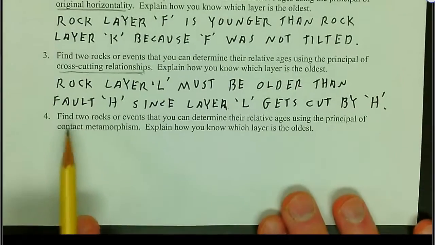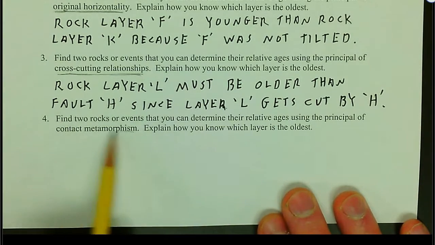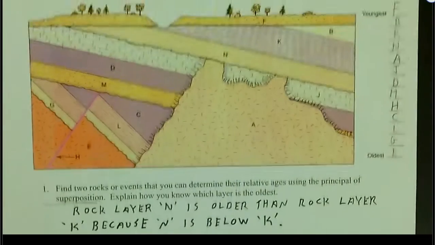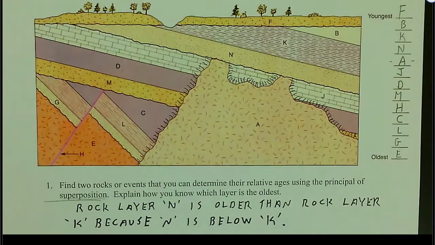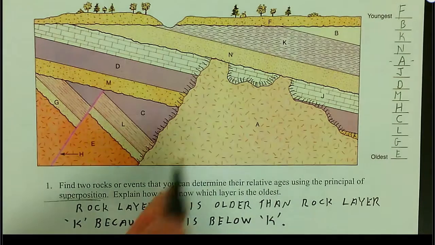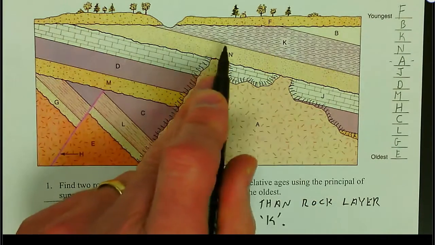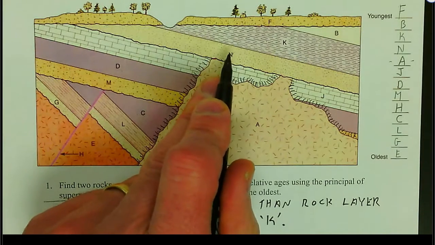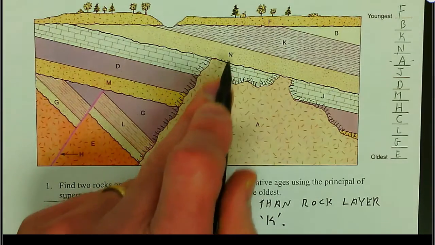And finally, find two rocks or events that you can determine their relative ages using the principle of contact metamorphism. So here we are. What about contact metamorphism? We have some contact metamorphism with A and a whole number of rock layers. I know that J is older than A because A has contact metamorphism, but I'm going to go with this one right here. I know that A is older than N because N does not have contact metamorphism from A, or N is younger than A.